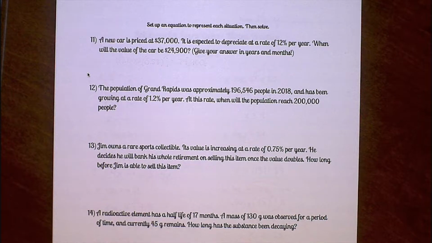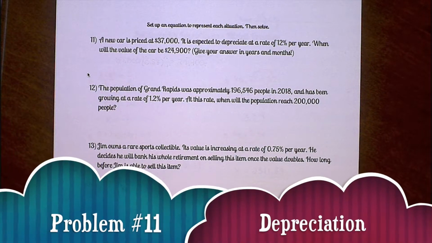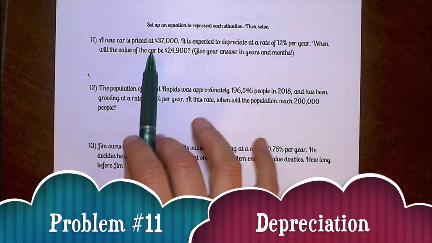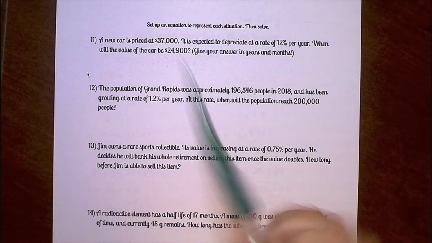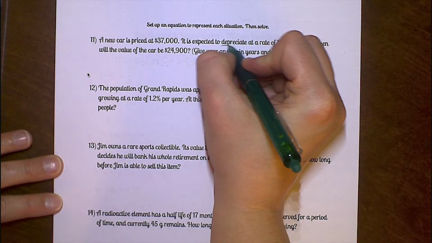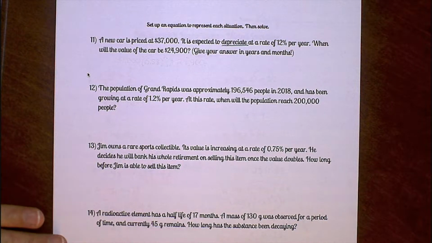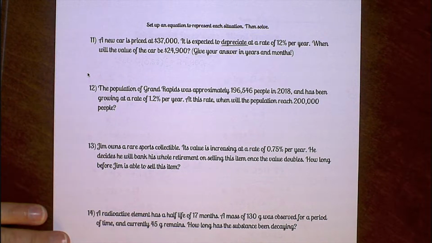Hi everyone. Let's take a look at these word problems that have to do with exponential functions, and then we'll use logarithms to solve them. So when I'm looking at number 11, it says a new car is priced at $37,000. It is expected to depreciate, that means it's losing value, at a rate of 12% per year.